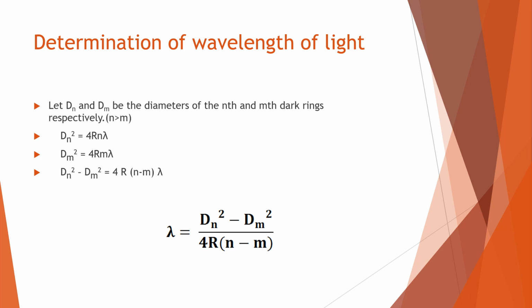So if you are given the diameters of two dark rings, you can find the wavelength of the incident light, provided you know the radius of curvature of the planar convex lens. Please note this formula because you will be doing problems using it. Also, this is the first experiment that you are doing in your lab course.